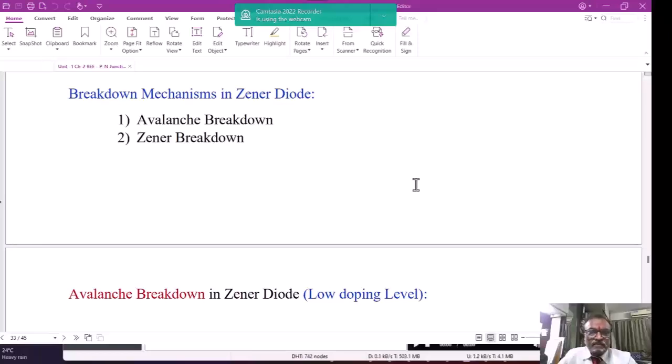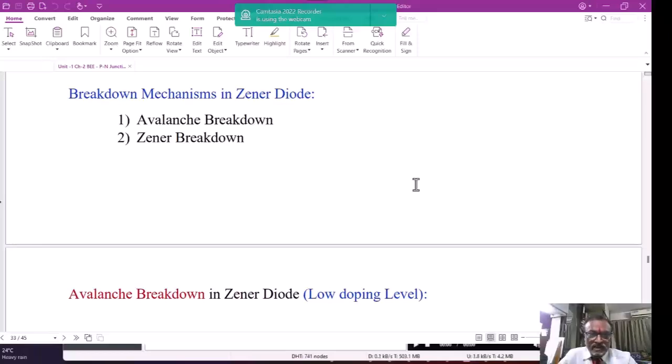There are two types of breakdown mechanism in Zener diode. One is avalanche breakdown and another is Zener breakdown. The avalanche breakdown normally works at higher reverse breakdown voltage and the Zener breakdown normally works at lower breakdown voltage, normally less than 6 volt.